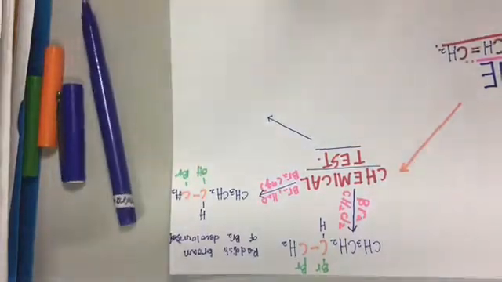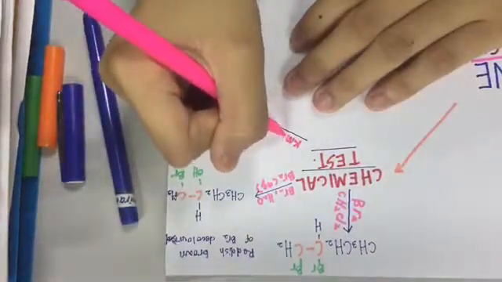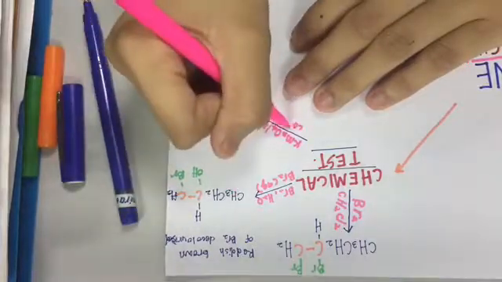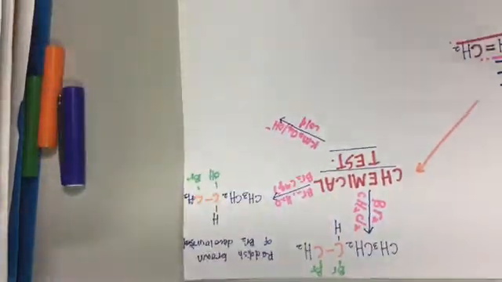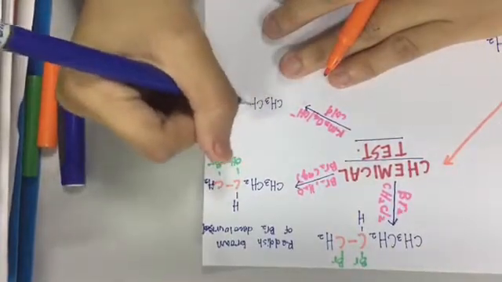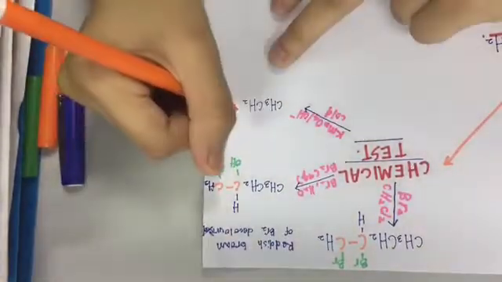And the third reaction is KMnO4 with OH minus in cool condition. The observation is that the purple color of KMnO4 is decolorized and a brown precipitate is formed.